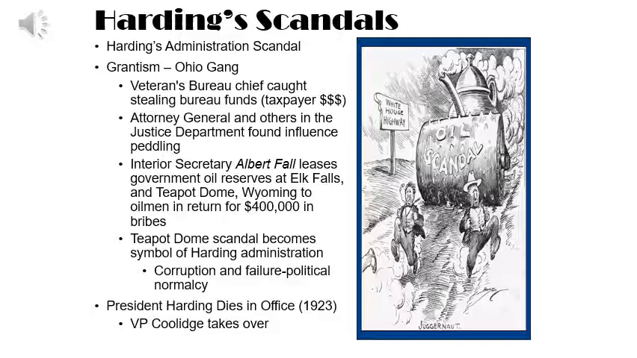The Interior Secretary Albert Fall leased government oil reserves at Elk Hills and Teapot Dome in Wyoming to oilmen in return for $400,000 in bribes. The Teapot Dome scandal became the symbol of the Harding administration, one of corruption and failure to restore this political normalcy. President Harding died in office in 1923. Vice President Coolidge took over.